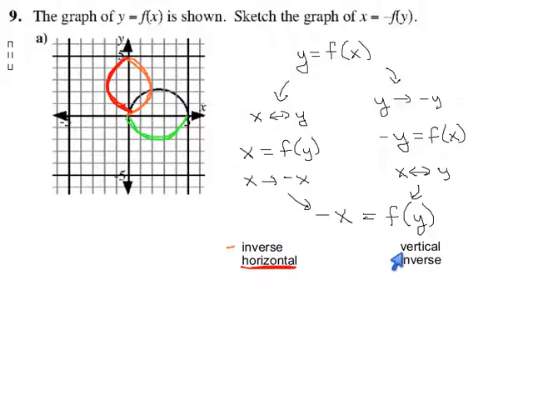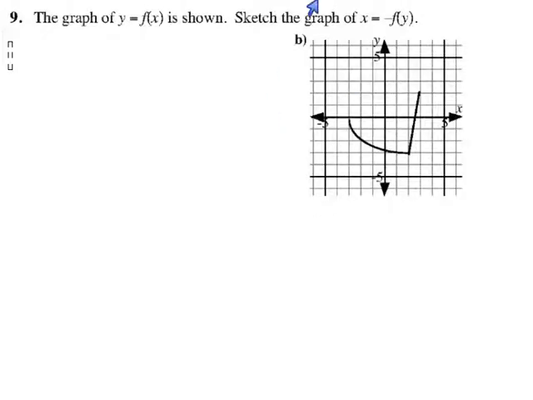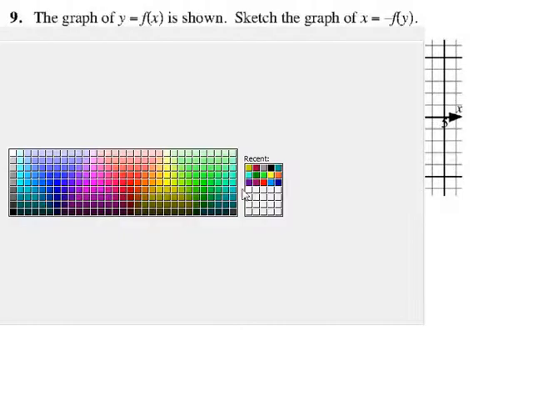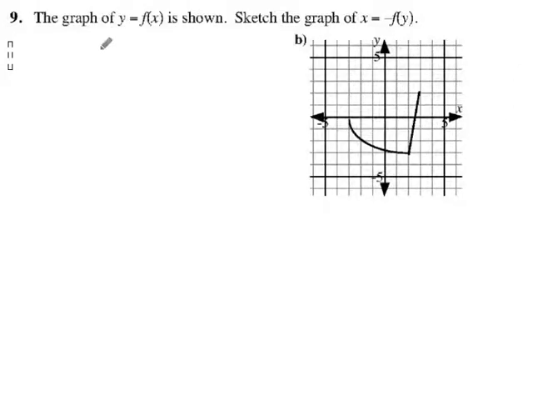And last one. What do they want from us this time? Starting with y equals f of x. They want us to go to x equals negative f of y, which is the same task we had last time. We're just doing it with a different function.